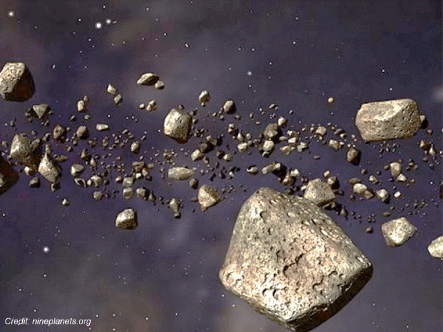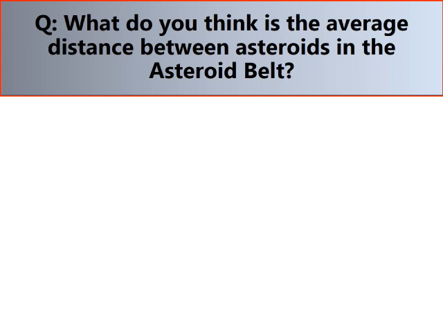So the asteroid belt, as I said, contains probably millions of asteroids. So you might think it looks something like this. This isn't a real photograph, it's an artist's impression. So, given that that's what we tend to think the asteroid belt looks like, what do you think is the average distance between asteroids in the asteroid belt? How far apart do you think they are?